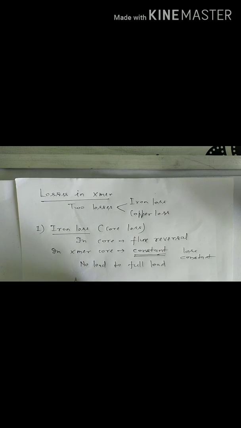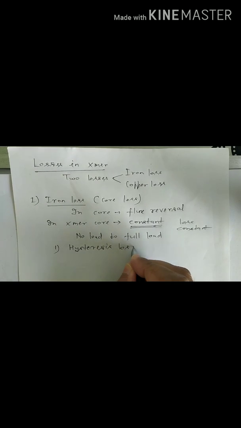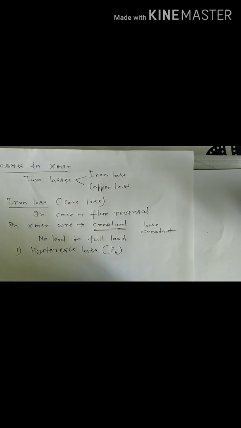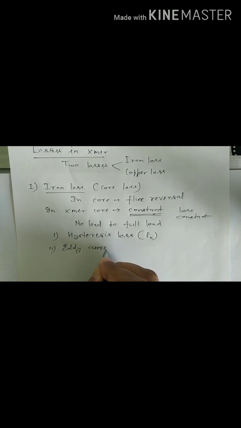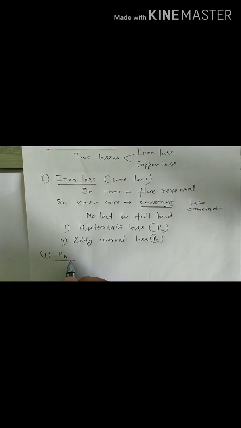And this loss is further classified as hysteresis loss, denoted by Ph, and second is eddy current loss, denoted by Pe. So let us see first hysteresis loss. This loss is due to alternating flux in the core.